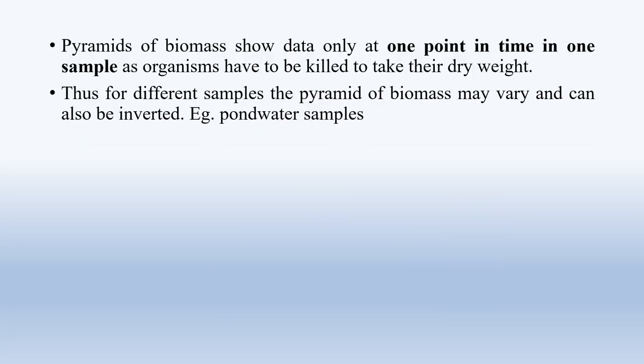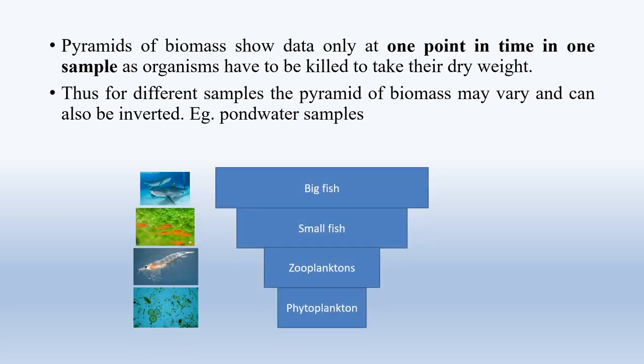There is one prerequisite to the pyramid of biomass, that is that data has to be taken at one point in time in one sample, because the organisms have to be killed for their dry weights to be taken. Dry weights of organisms are usually taken by drying them in an oven, and so basically you're killing the organism. So different samples' data can vary.